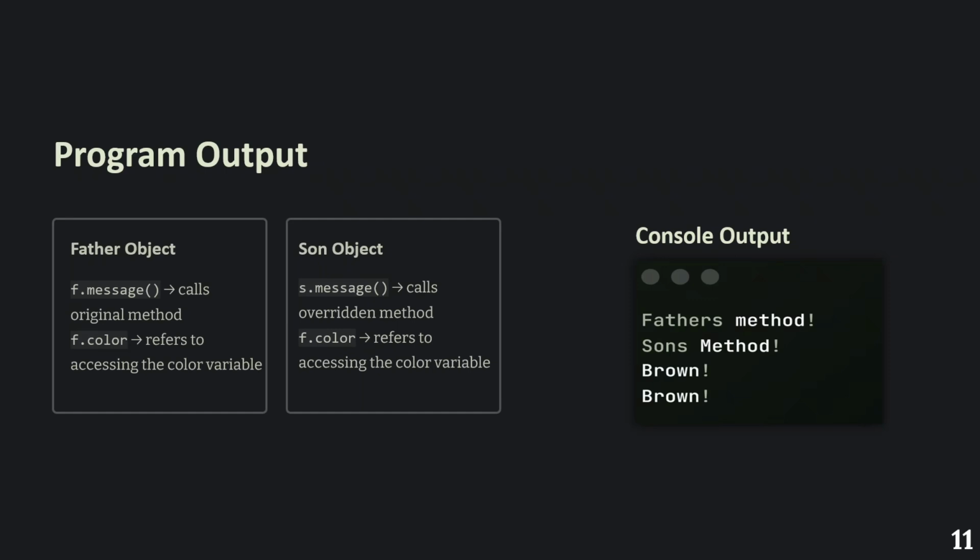Here, Father's method is called when we use the Father object, and Son's method is called when we use the Son object because it overrides the method. Brown comes from the inherited variable color from the Father class.